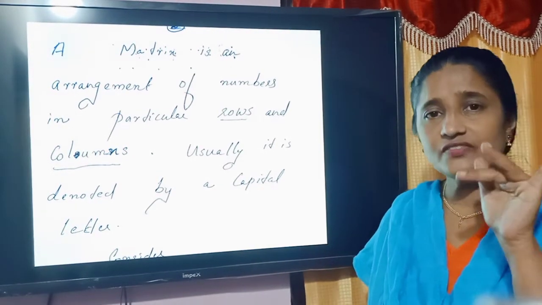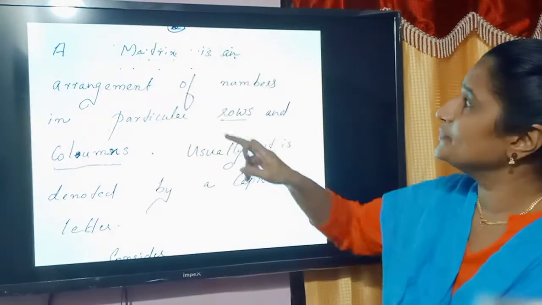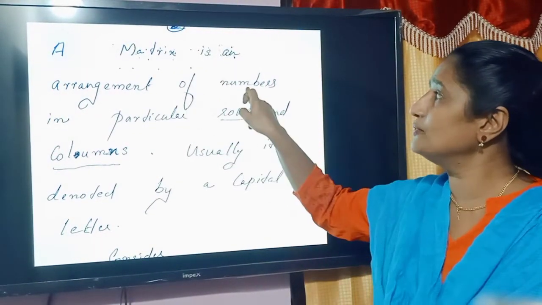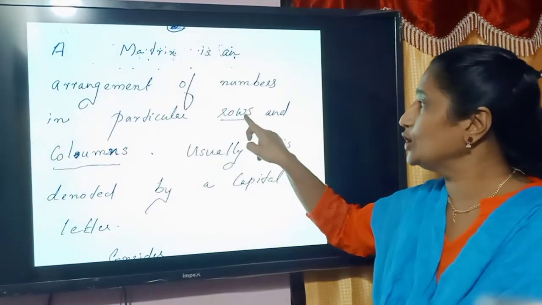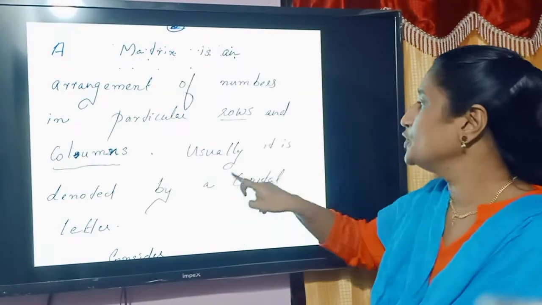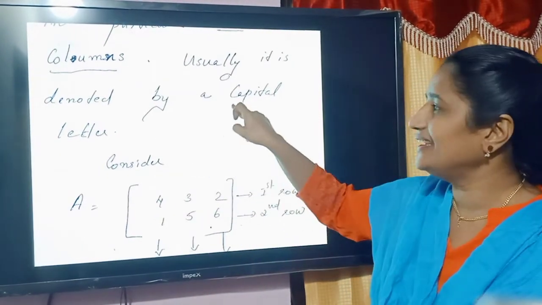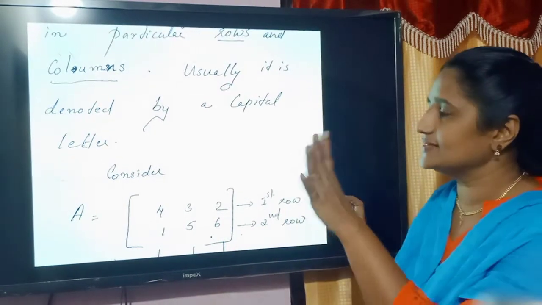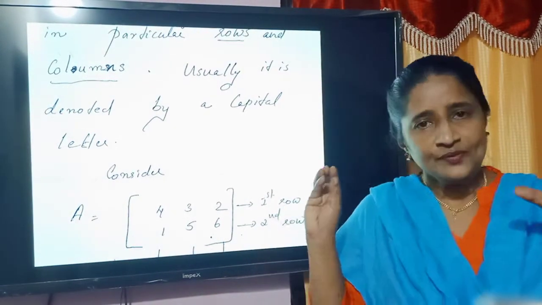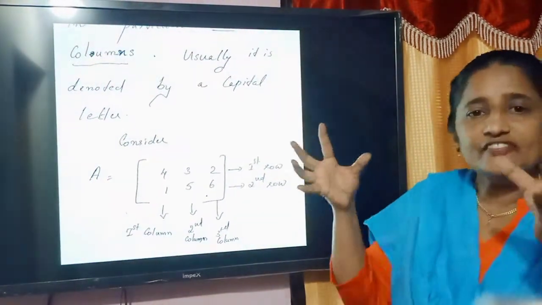Now you can see the definition of a matrix. A matrix is an arrangement of numbers in particular rows and columns. Usually it is denoted by a capital letter. Always the matrix is represented as a capital letter. Now consider one example.